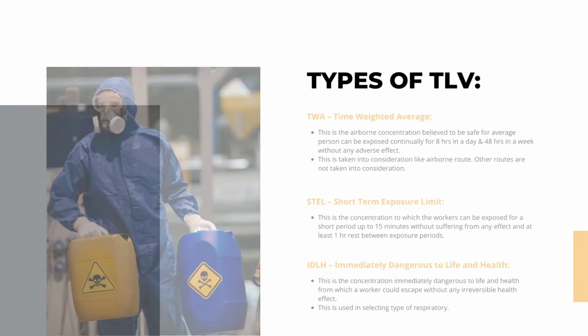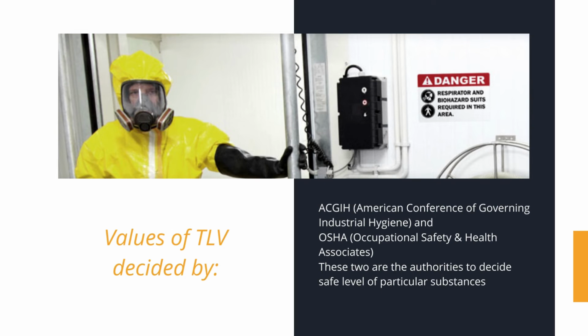So from discussing the types of TLV and the definition of TLV, there may arise a question in your mind: who decides these TLV values? Normally the values of the TLV are decided by two groups. First is ACGIH, that is American Conference of Governmental Industrial Hygienists, and second is OSHA, that is Occupational Safety and Health Administration. These two authorities decide the safe level of particular substances. So basically these two authorities decide the value of TLV, that is threshold limit value.